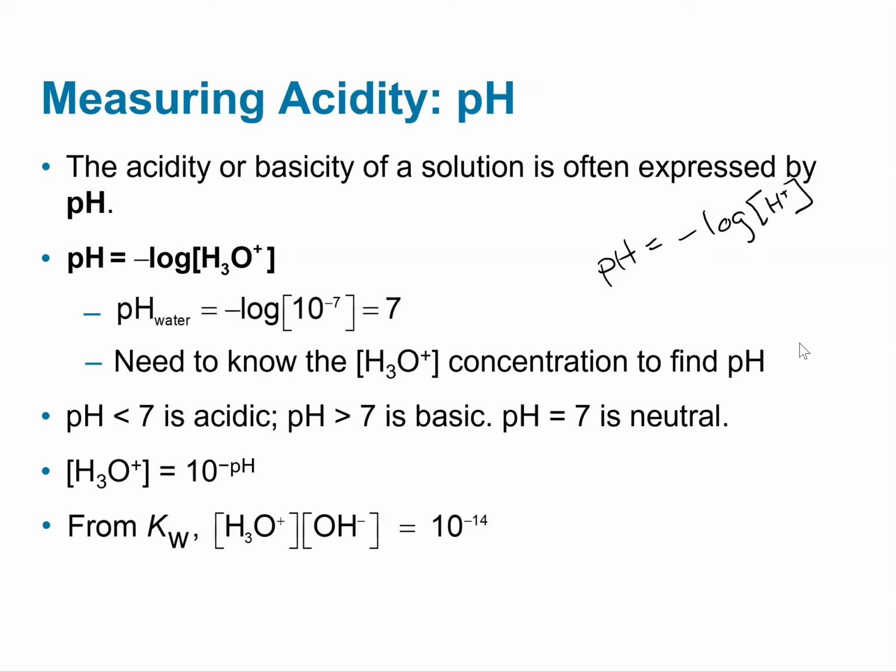So all you need to do to know what the pH is is find the concentration of free protons, hydronium. Conversely, if you ever need to know what the concentration of hydronium is, all you need is the pH. Now, here's the important part. Low pH is acidic. High pH is basic. 7 is neutral. So if it's lower than 7, it's acidic. If it's higher than 7, it's basic. If it's 7, it's neutral.